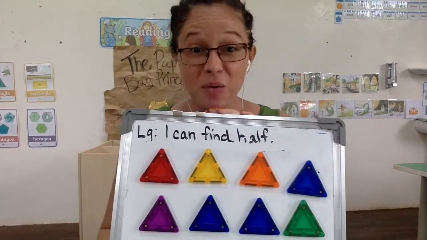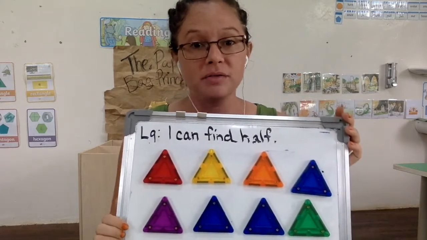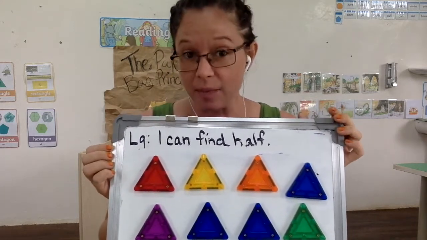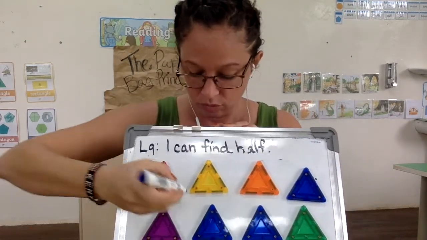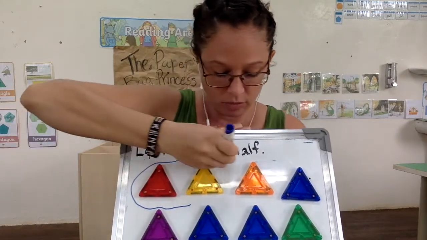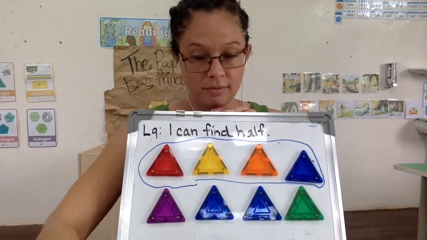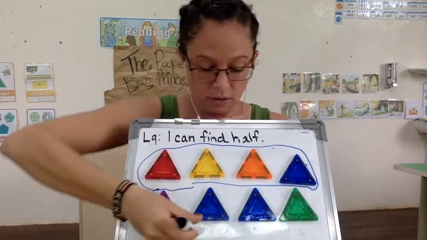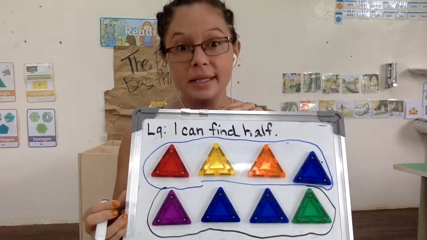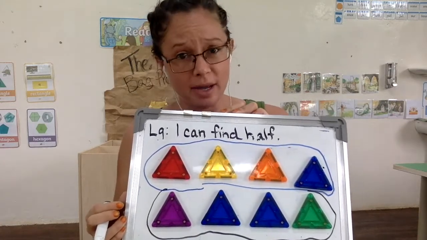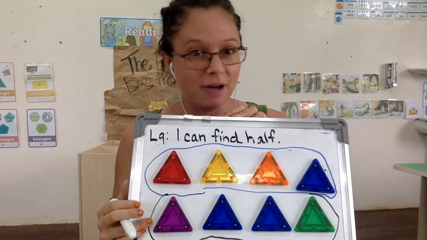Let's try one more, but with triangles this time. I have 8 triangles and I want to find half. I will split them into 2 equal groups. Here's 1 group of 4, and another group of 4. So half of 8 is 4. Another way we can think about this is 4 is half of 8.